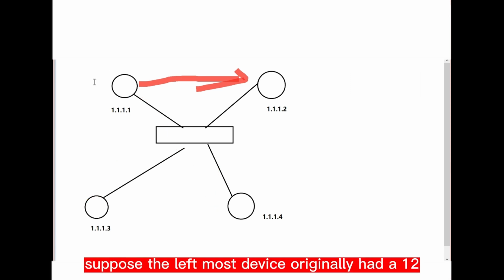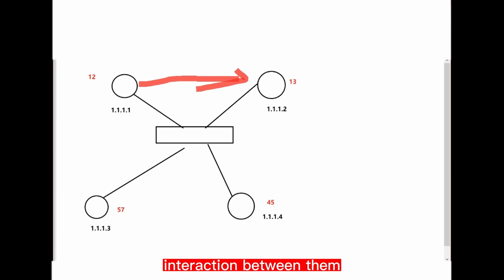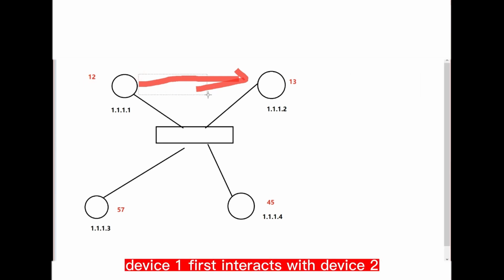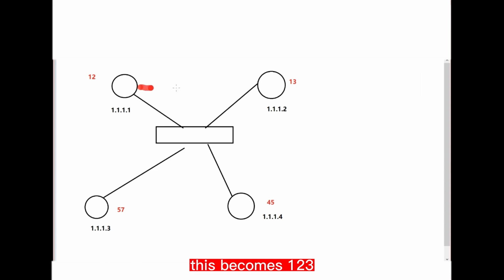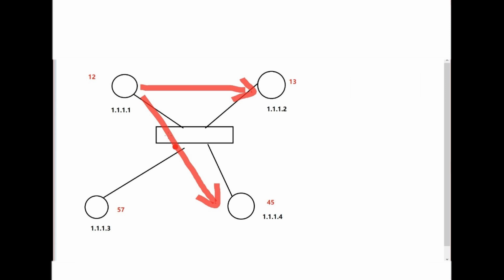Suppose the leftmost device originally had a 1-2. It has a 1-3. It has a 4-5. It has a 5-7. Interaction between them. Now in the process of interaction, device 1 first interacts with device 2. Then they are synchronized. This becomes 1-2-3. Then interact with device 4 and it becomes 1-2-3-4-5.